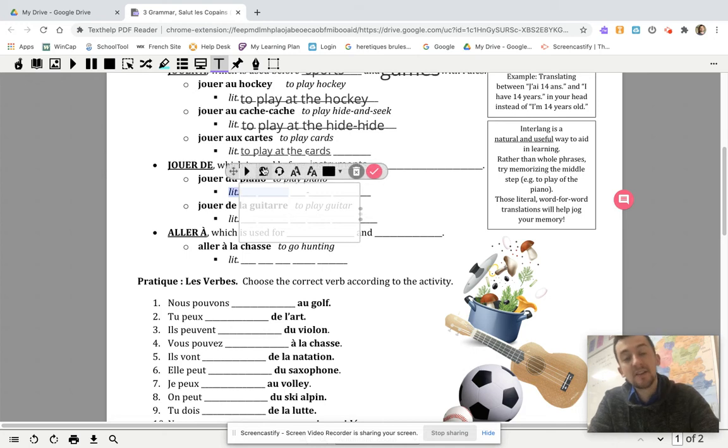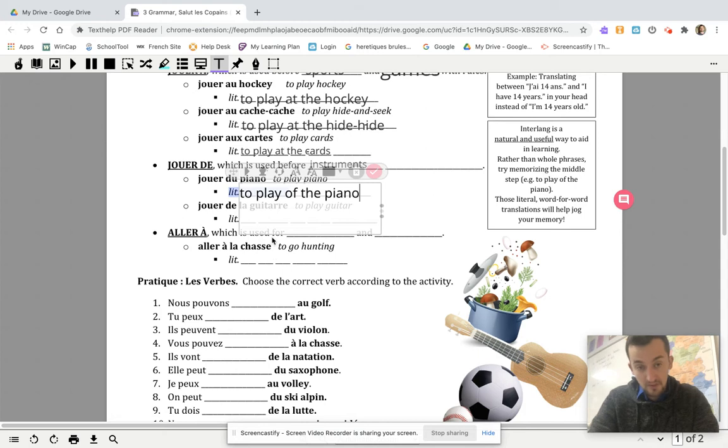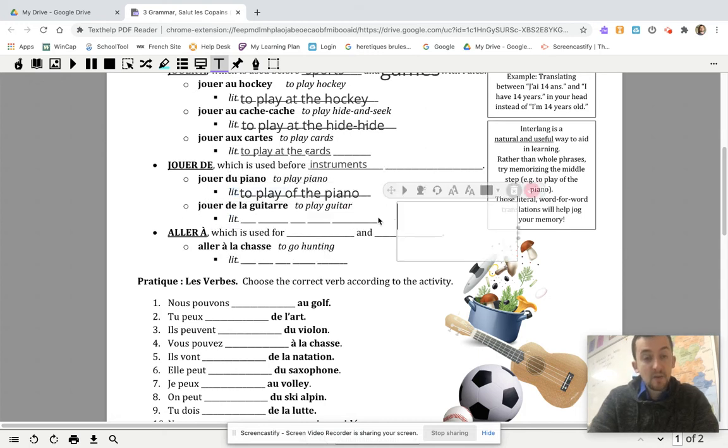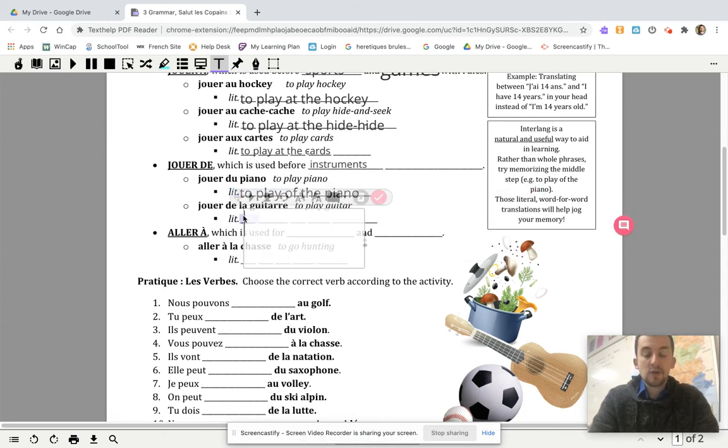So jouer, you've got le piano, which you should know is masculine. So you say jouer du piano. D'accord? It's not jouer à this time. That's just for sports because that's something that happens without you. This time it comes from you, so you play of the piano. D'accord? To play of the piano. Likewise, for guitar, which is feminine, la guitare, you say jouer de la guitare, d'accord? To play of the guitar.